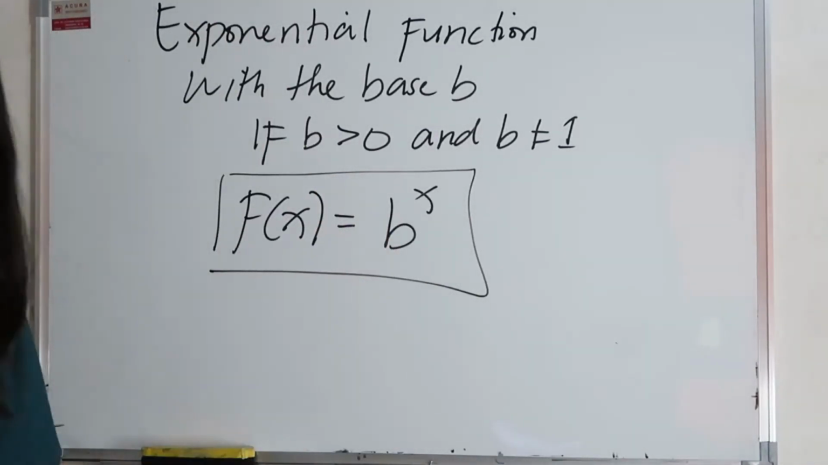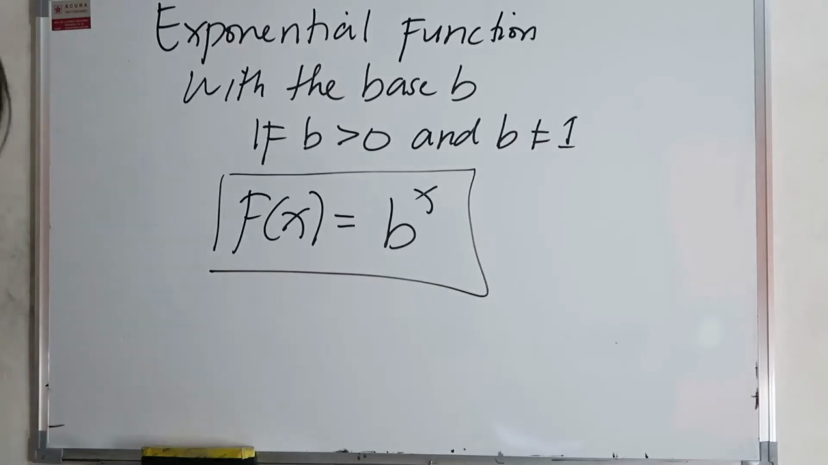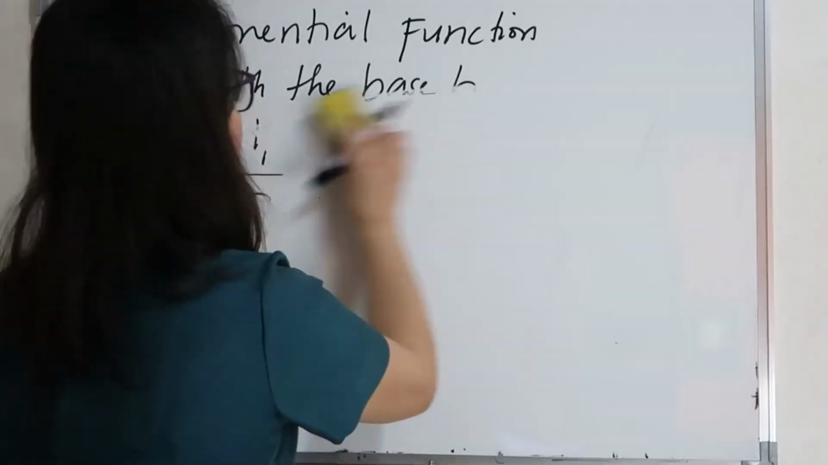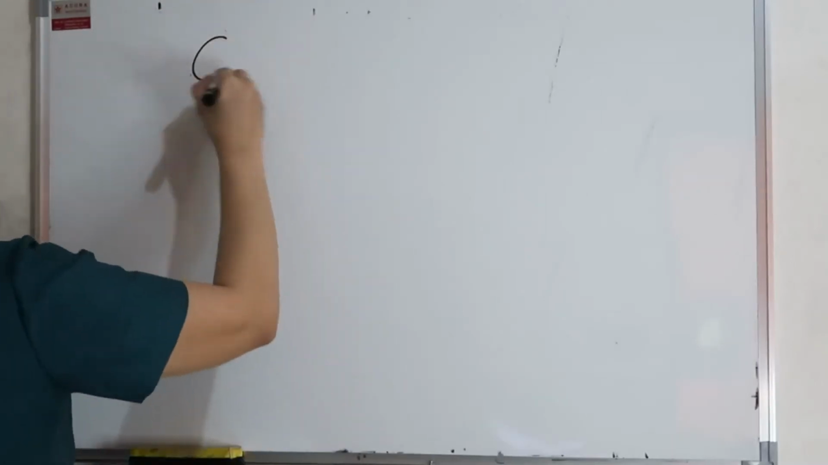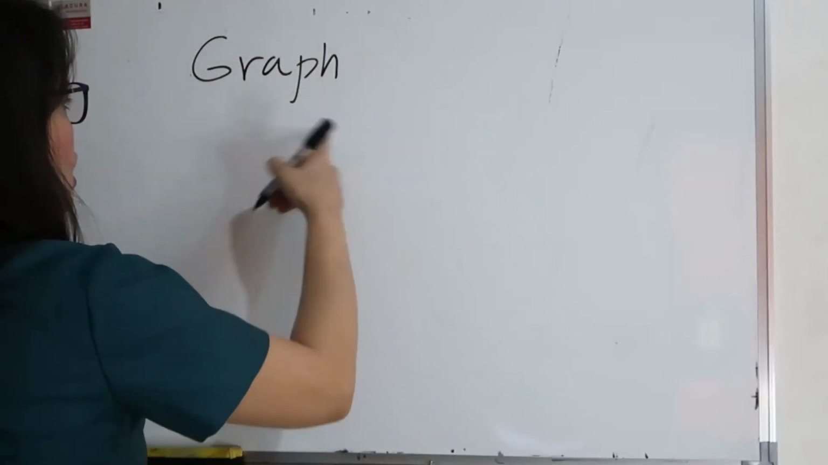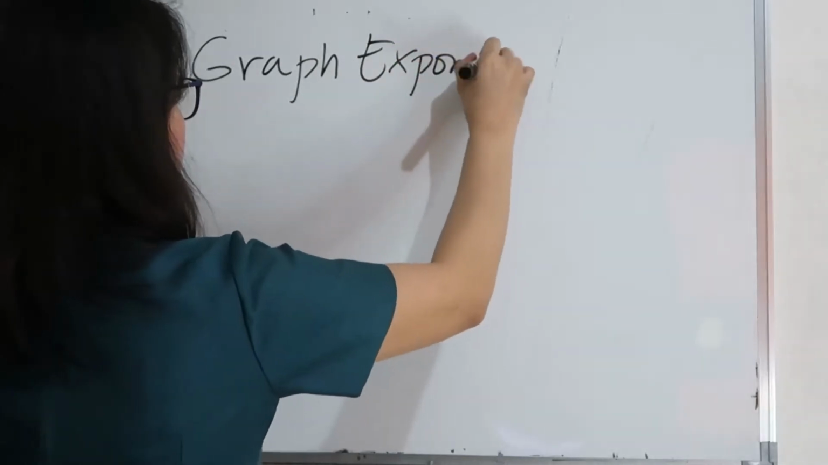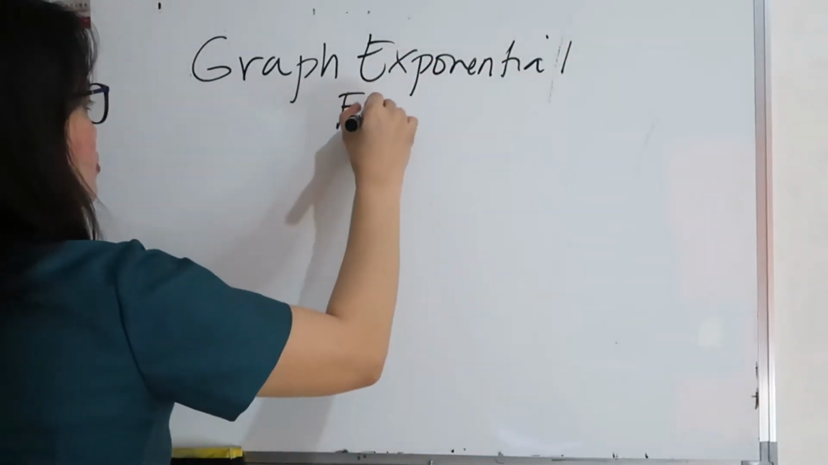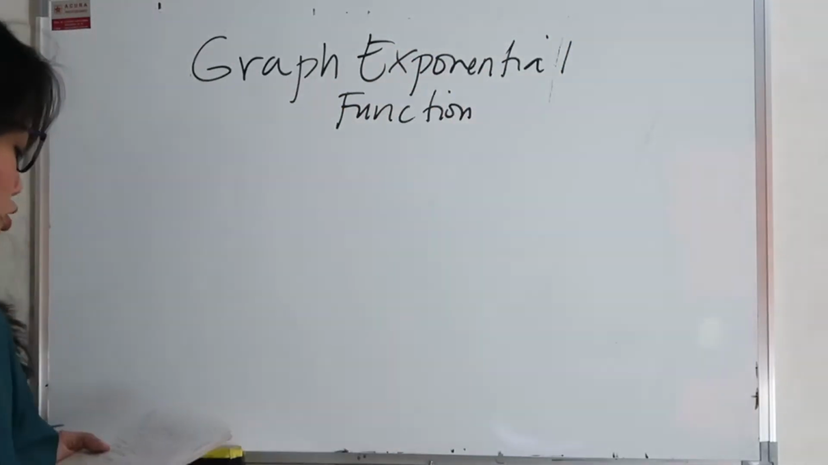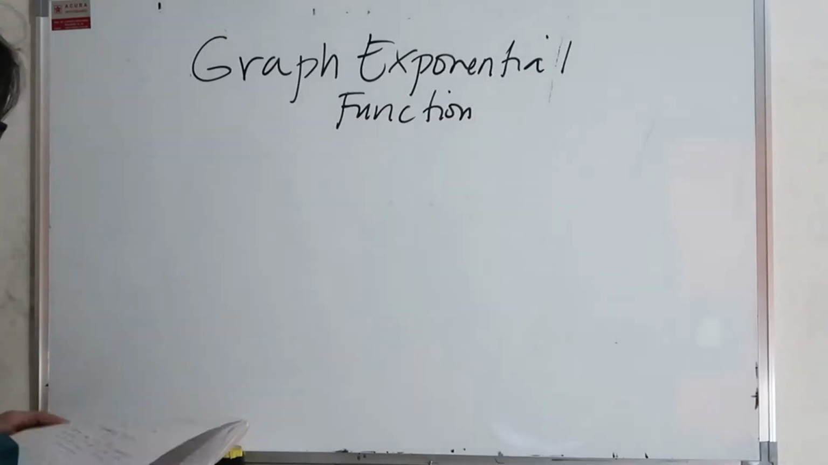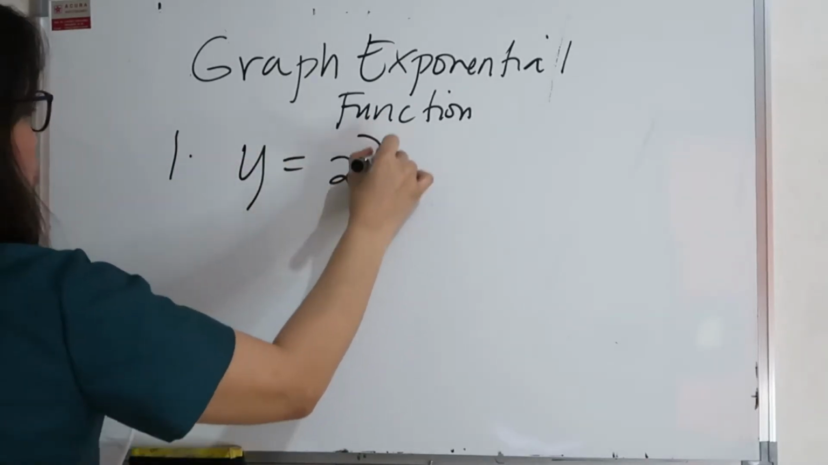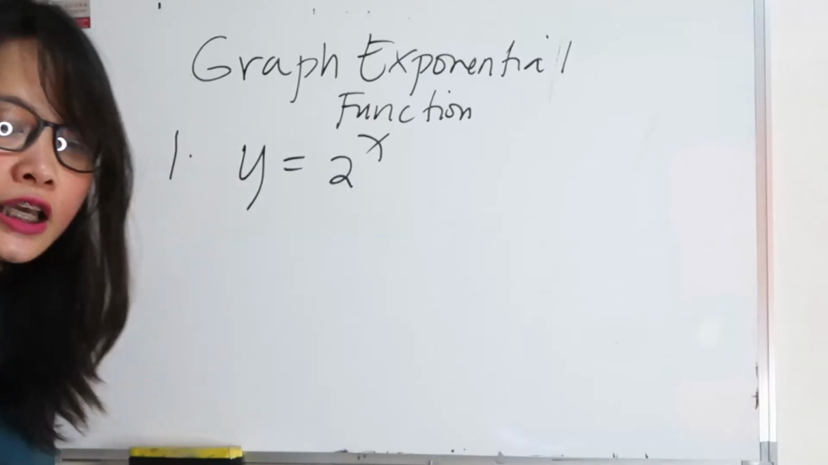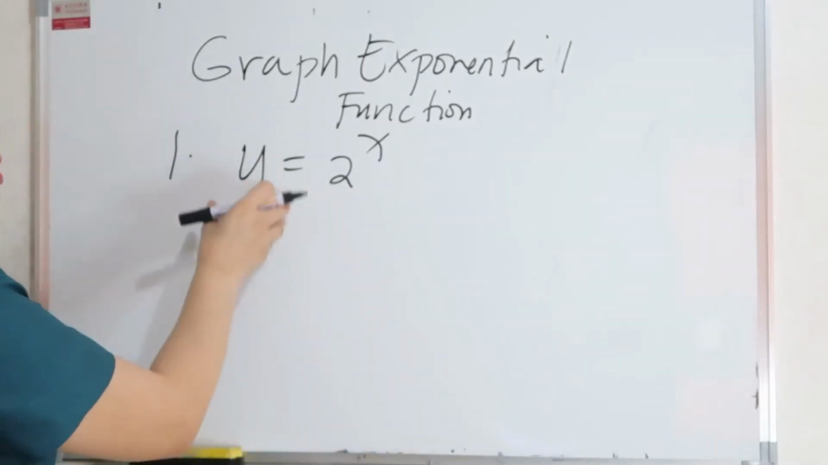So our first topic is how do we graph an exponential function? I'll just make it simple for you. For example, y equals 2 raised to x, or f of x is equal to 2 raised to x. So how do we graph this?